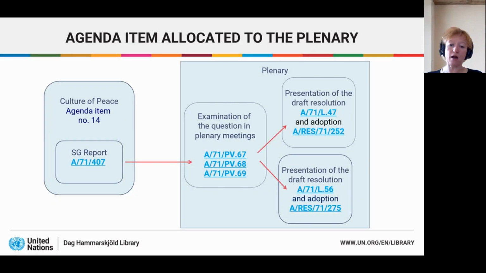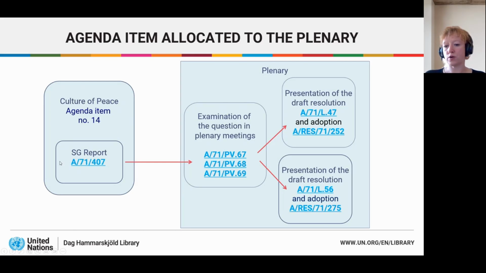We've seen that agenda items can be allocated either to the plenary or to one of the main committees. So we have two scenarios, and let's look at each of them. First is the agenda item allocated to the plenary. In this case, we have an agenda item. Here we are in the 71st session. I can see this from the document symbol. And here, agenda item number 14 was culture of peace.